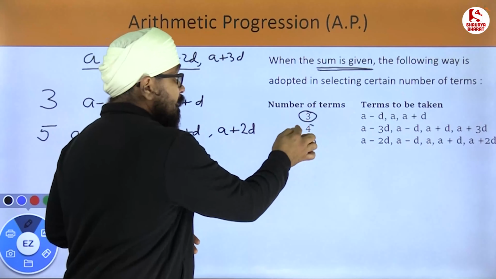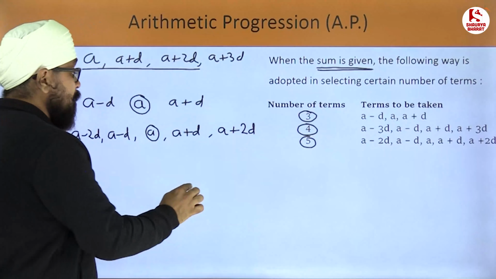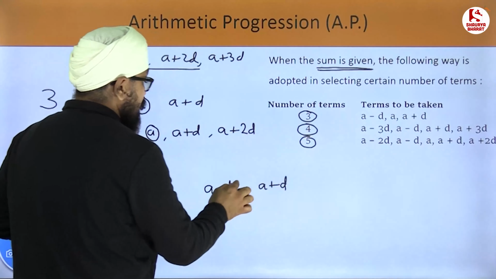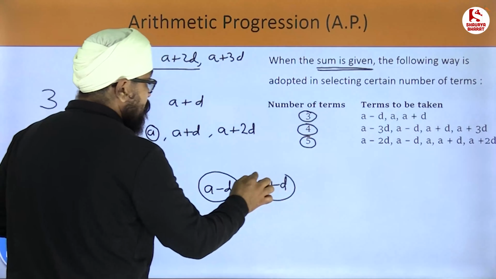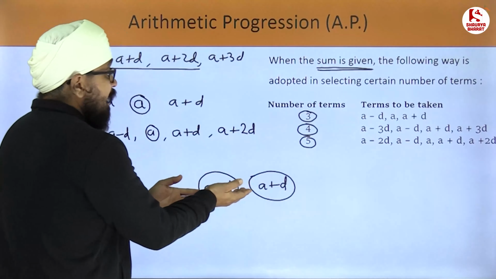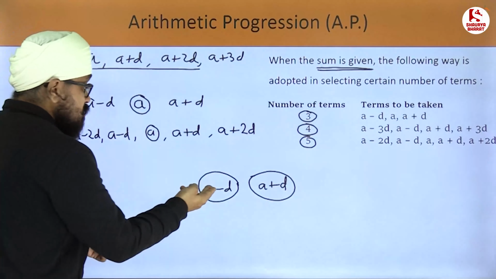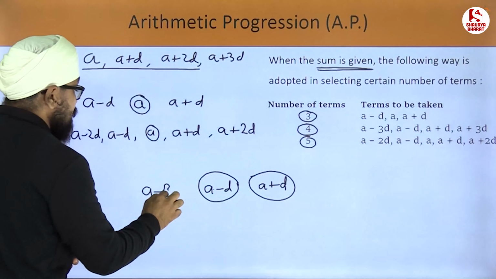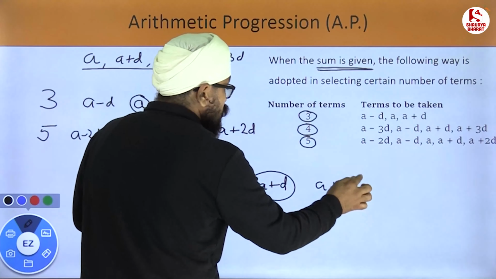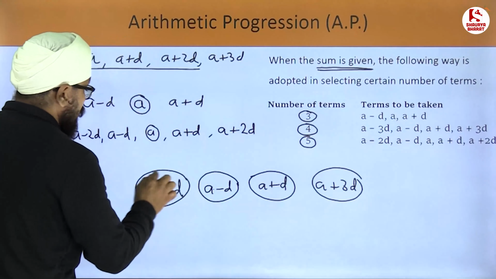When we take even numbers, I will take a minus d and a plus d in the middle. So, these are 2 numbers. Then, if you want to find 4 numbers, here they have a common difference of 2d. So, subtract 2d from this, it will be a minus 3d and on that side it will be a plus 3d. So, in this way we can go with 4 numbers.